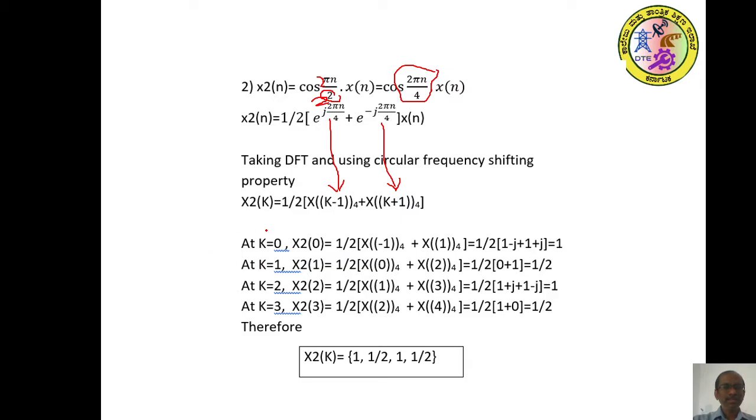Let us start substituting different values of k from 0 to 3. You get the answers, put them in a suitable form. Substitution is easy, same procedure. So I'll skip this. Very important to try different values of k from 0 to 3.